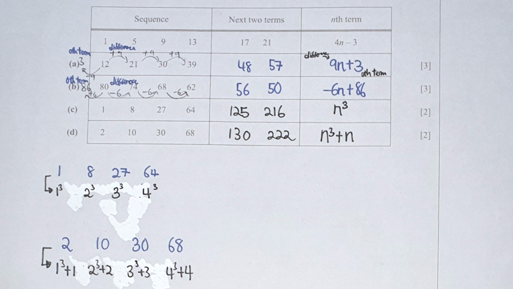Same thing was being done at section D, just that all the answers were added with their n term. So n cubed plus n. To prove my statement, I list down the supporting information at the bottom. 1 cubed plus 1 equals 2, 2 cubed plus 2 equals 10, 3 cubed plus 3 equals 30, 4 cubed plus 4 equals 68. And to get to 130 is actually 5 cubed plus 5 and 222 from 6 cubed plus 6.